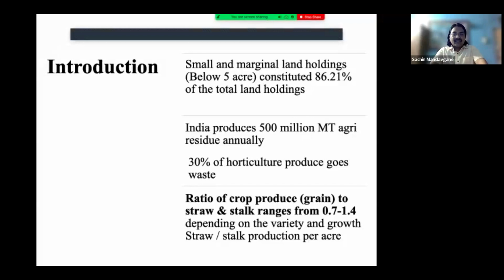The idea is creating value from this waste. Small and marginal farmers generally grow those agricultural produce which are secured by MSP, the minimum support price. And MSP crops are those which produce stalks and stubble.